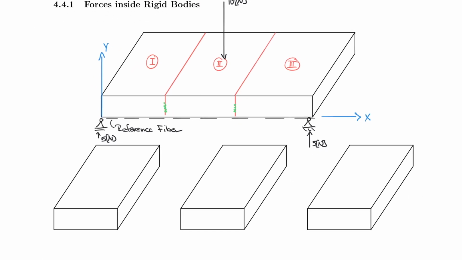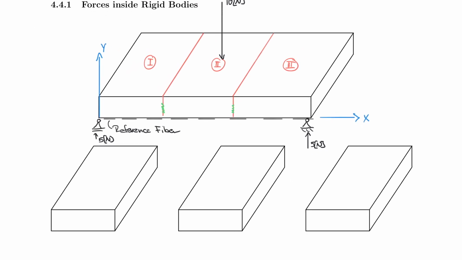I took it apart for you here in the pictures on the bottom. Let's bring down our reference fiber first, and see how the system looks after we cut it apart and what forces we actually have to deal with. In the middle piece, I have my 10 newtons pointing directly down in the center, and my support reactions, which are 5 newtons on each side. But we don't care about the specific numbers right now. I just want to symbolically introduce how these forces work and what we just did.